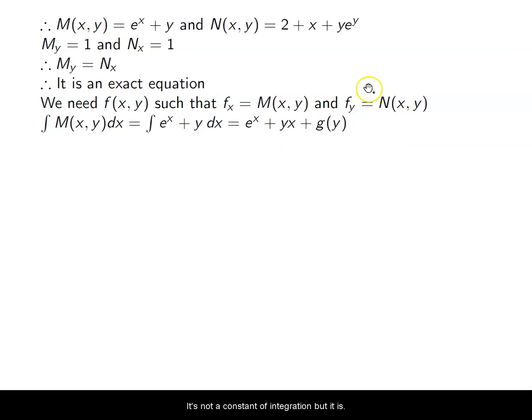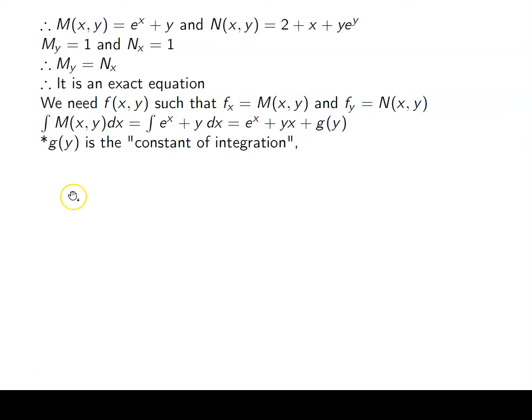Again, it's not a constant of integration, but it is a constant of integration. It is taking care of any function of y that may be missed from this differentiation here. When I differentiated my original function with respect to y, it's possible that something disappeared. So my constant needs to be not just a constant, but some generalized function with respect to y so that I can incorporate it in. So I'm going to do the same thing here. I'm going to take this N function and integrate it with respect to y.